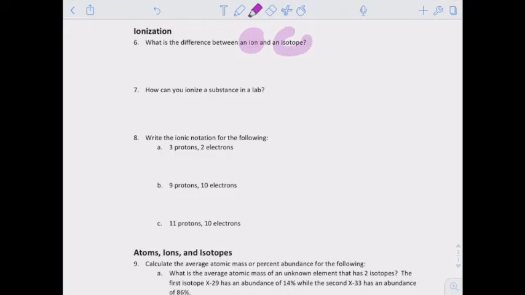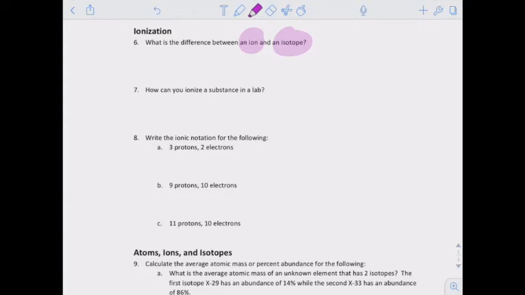An isotope has a different number of neutrons. Number 7 says, how can you ionize a substance in the lab? Sending electricity through something can ionize it, because electricity is electrons. When we're really thinking about it, if we have a salt solution, you can separate the salt into its positive and negative charges just using the positive and negative on a battery.